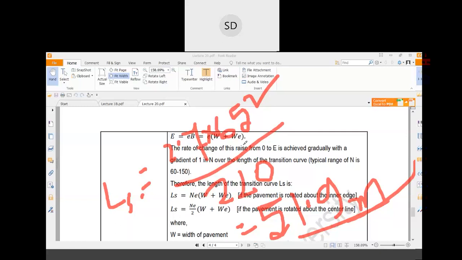So this is all about the transition curve. Now we'll discuss the length of the valley curve, how the length of the valley curve is estimated.